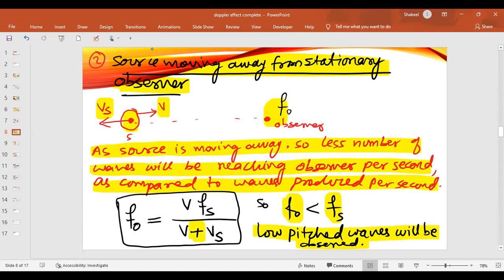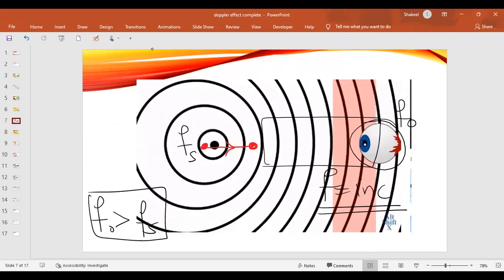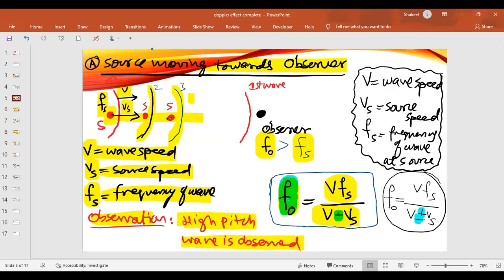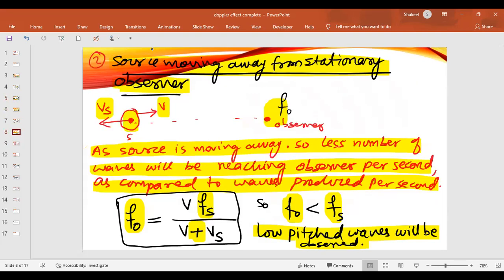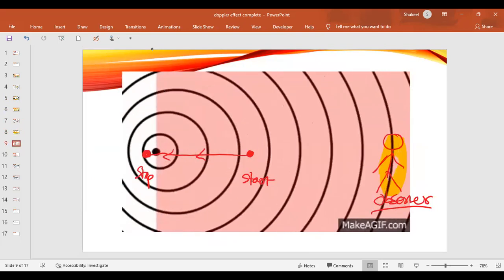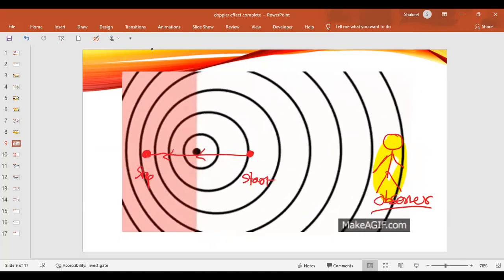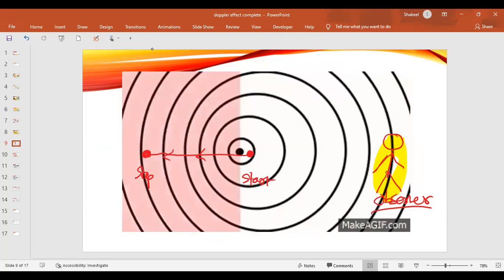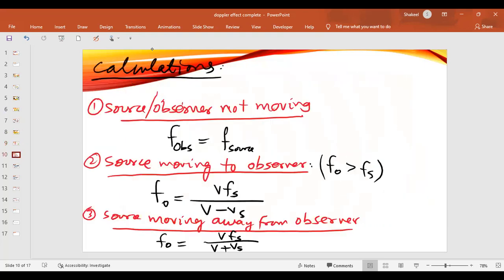So when a low pitch wave is there, of course, F0 should be less than Fs. So that's why a positive sign should be there. You have to memorize these two equations. If the source is moving towards the observer, you have to use this formula to find anything which is given in the question, and a negative sign will be there. And if the source is moving away, you have to use the positive sign with the same formula. You can look over here, if the source is moving away, and this is the observer, fewer waves are reaching the observer. So it means that the observer is observing a low pitch sound wave.